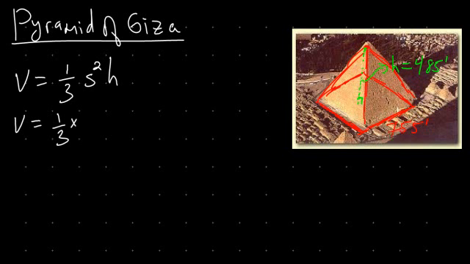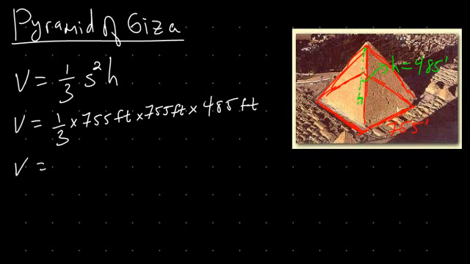So it's going to be times 755 feet times 755 feet times, what's the height? 485 feet. Note we have 3 feet, so that's going to give me my cubic feet. Volume is always going to be in cubic feet.